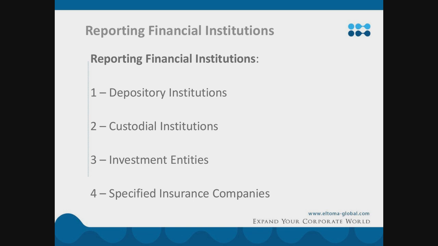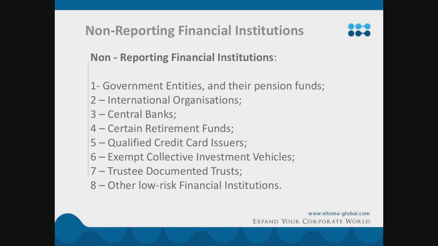The investment entities generally include entities investing, reinvesting, or trading in financial instruments, portfolio management, or investing, administering or managing financial assets. The fourth group of reporting financial institutions is the specified insurance companies, which generally include most life insurance companies in different jurisdictions. And finally, we've got the list of non-reporting financial institutions, which include government entities and their pension funds, international organizations, central banks in different jurisdictions, certain retirement funds, qualified credit card issuers, exempt collective investment vehicles, trustee documented trusts, and other low-risk financial institutions.